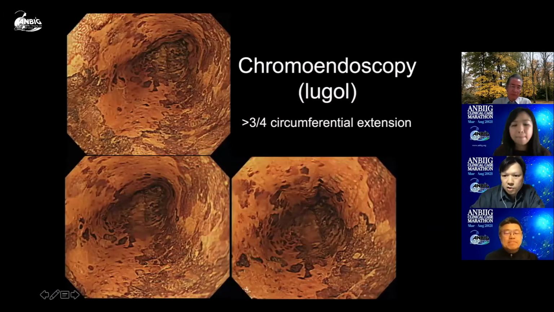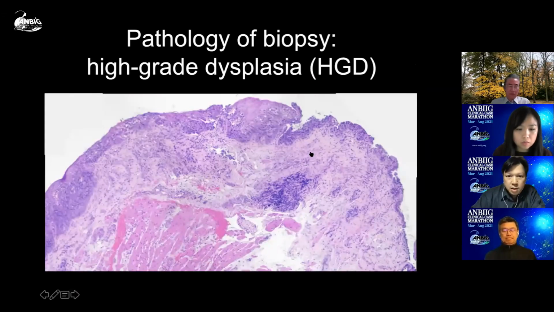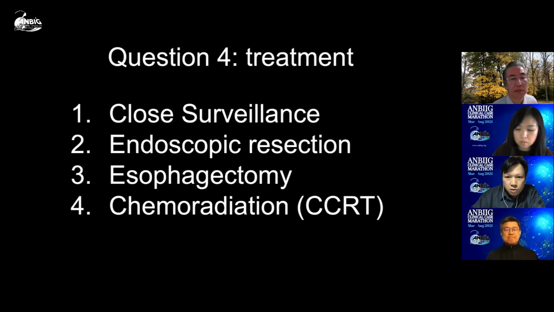The chromoendoscopy with Lugol shows more than 3/4 circumferential extension. We took a biopsy. The biopsy only showed high-grade dysplasia because the cancer cells did not invade the basement membrane into the lamina propria. So the pathology says it's only high-grade dysplasia. So what's the next step? How to treat this lesion? Close surveillance, endoscopic resection, esophagectomy, or CCRT?